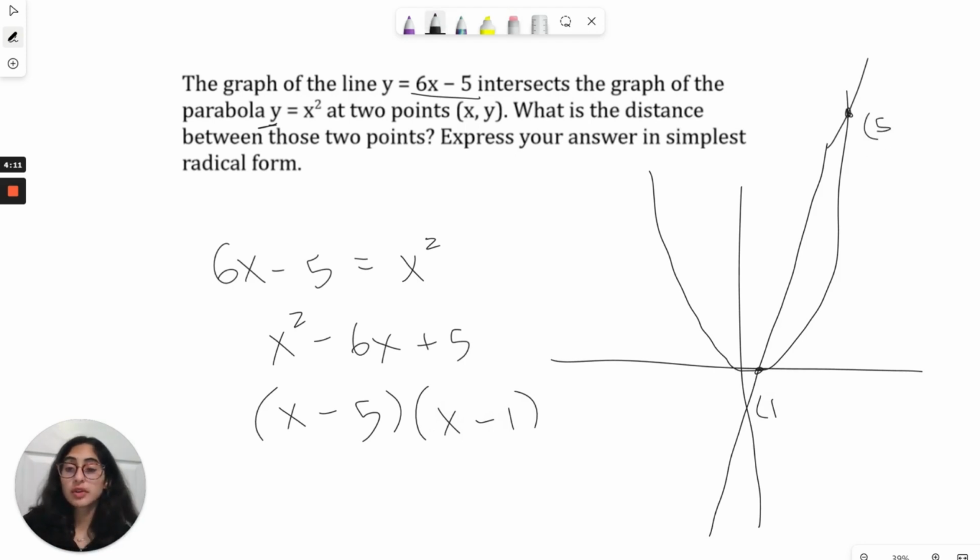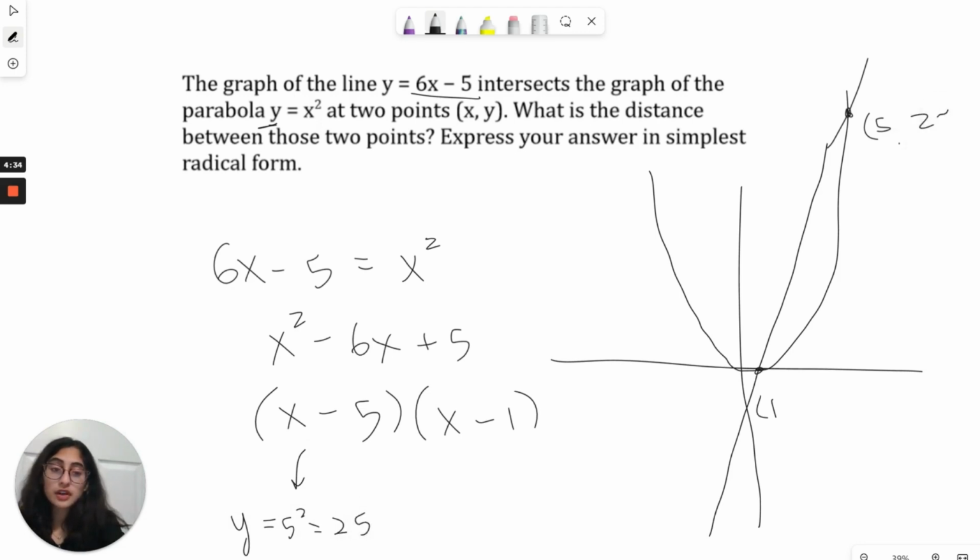So now for the corresponding y components. Okay, so this is simple. We already have our x components, and since we know the y components are going to be the same, we could either plug it into y equals 6x minus 5, or we could plug it into y equals x squared. Since I think y equals x squared is a little simpler, I'm going to do that. And so for x coordinate of 5, we get y equals 5 squared, or 25. So that's this coordinate right here. And then for our x coordinate of 1, we get that y equals 1 squared, or just 1. And we would get the same exact answer if we were to plug it into y equals 6x minus 5.